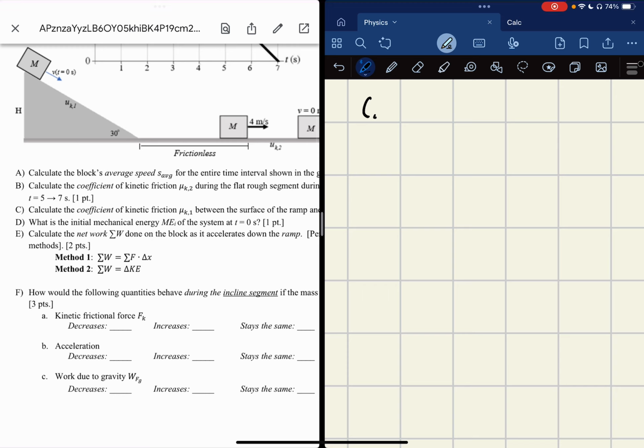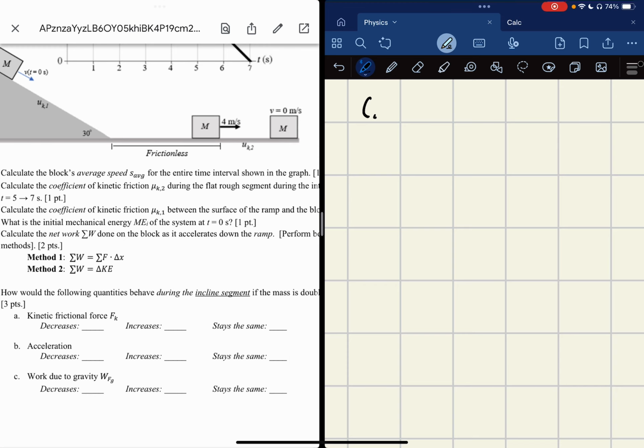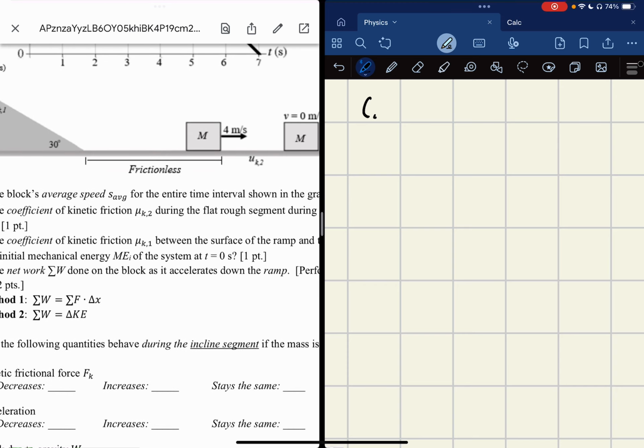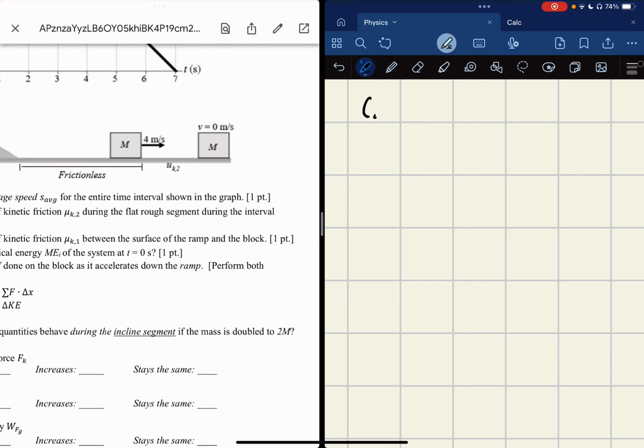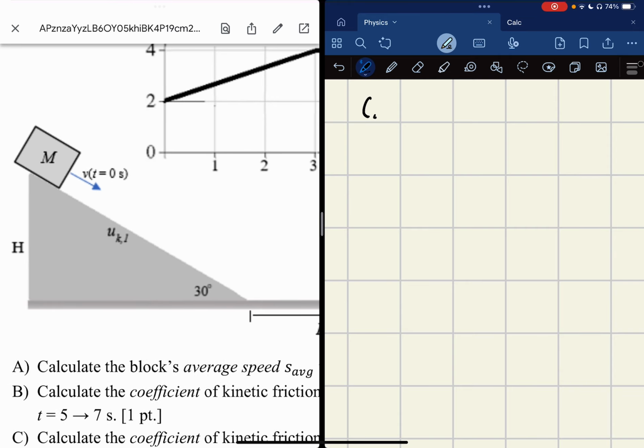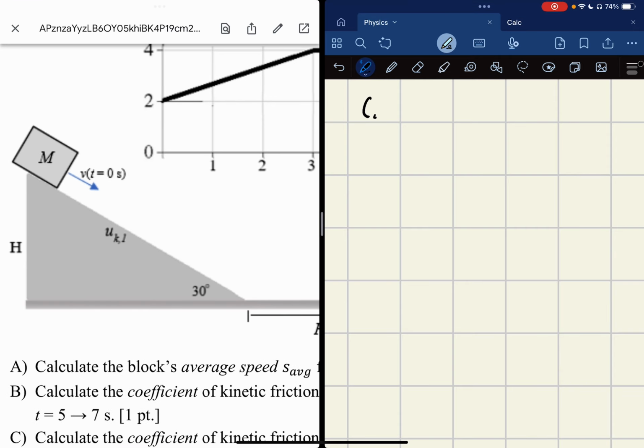Part C asks to calculate the coefficient of kinetic friction between the surface of the ramp and the block. So we're asked to find this part right here. For part C, as mentioned before, we know that net work is equal to the change in KE.